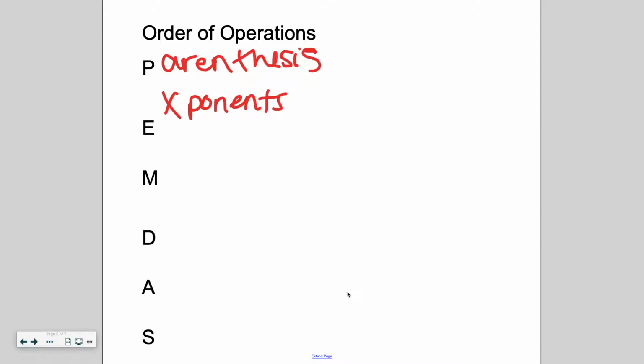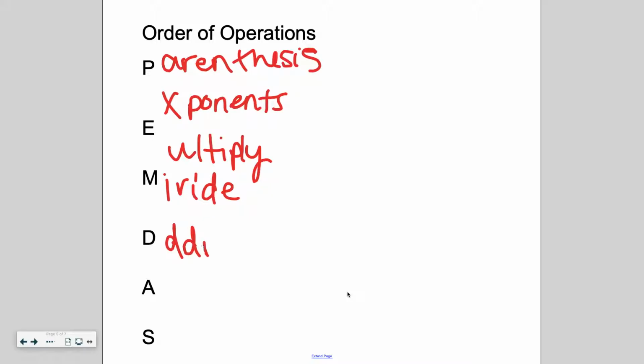Okay. What does the N stand for? Multiplication. I just write multiply normally because that's the same thing. D. Divide. A. Oh, because on mine they're matching up. Yours are not matching up. So on my screen I'm writing it right next to it. A is addition. And the S stands for subtraction.